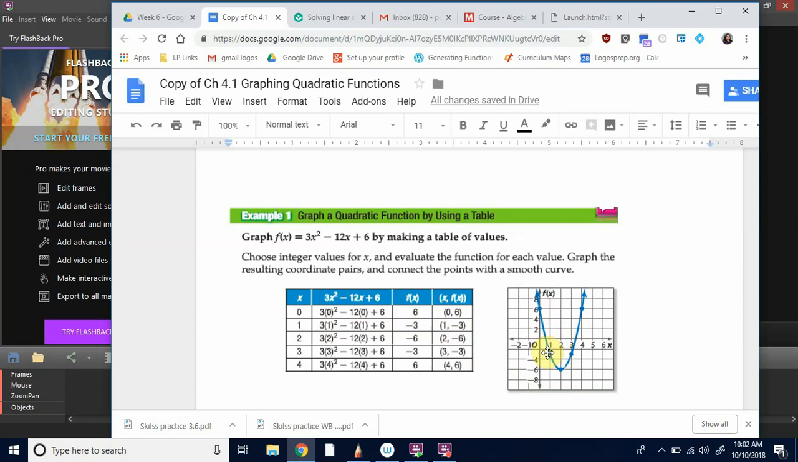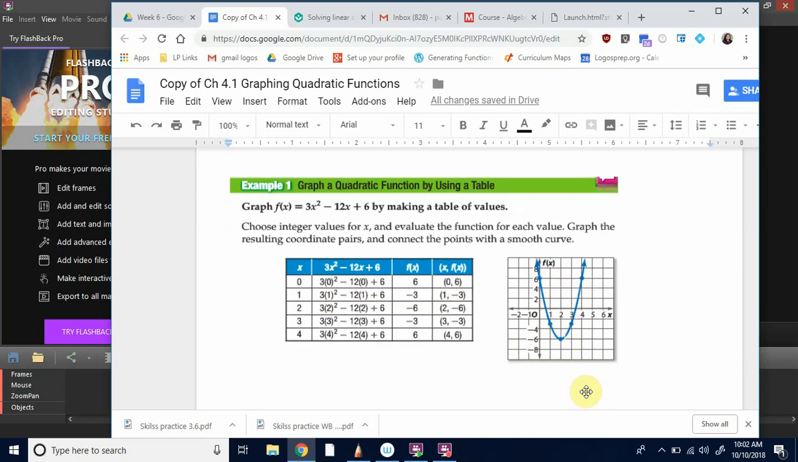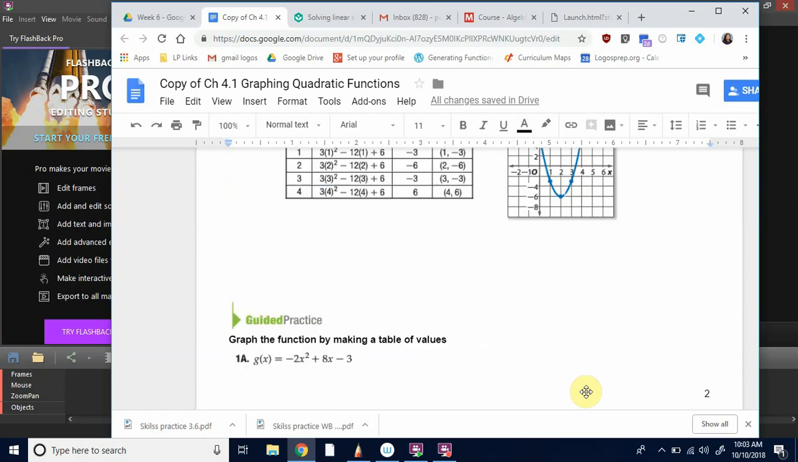It has to be a U shape. If our graph is going sideways or makes a funky curve or something, then we've done something wrong, because it's always going to be a U, whether it's going up or it's an upside down U. So I want you to pause and just do guided practice 1A, because this is really not a good way to do this until you learn more characteristics about the quadratic.